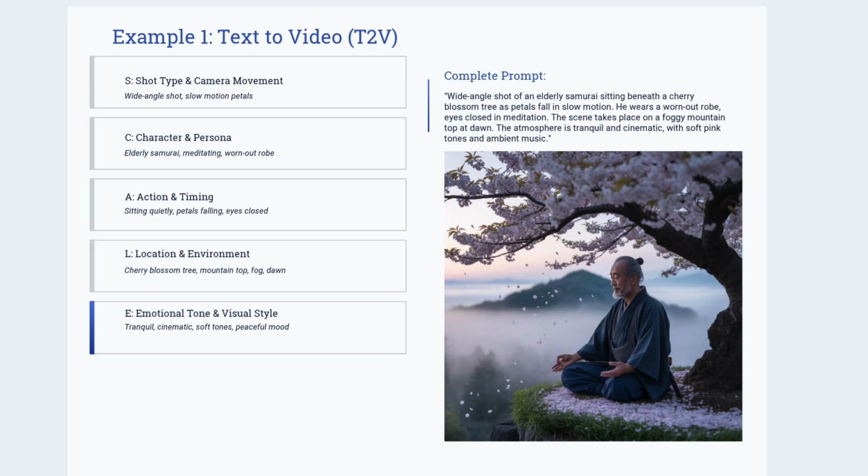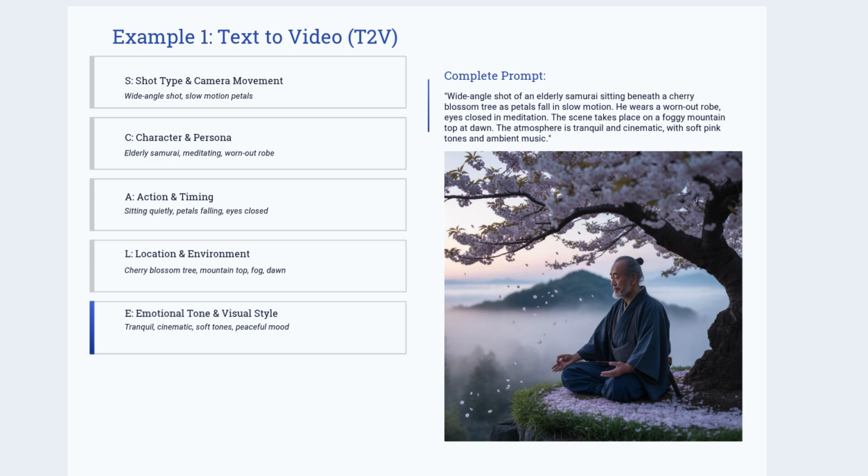L. Location and environment. The whole thing is set under a cherry blossom tree, up on a mountaintop, surrounded by fog, just as dawn is breaking. E. Emotional tone and visual style. It's tranquil, very cinematic, with soft pink tones, peaceful, calming, even a little poetic.